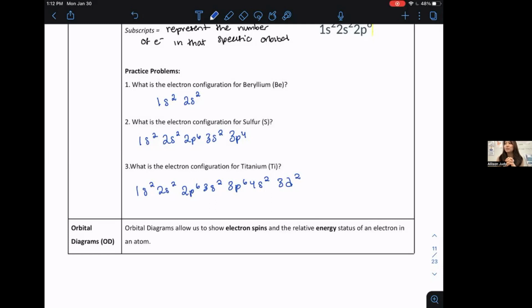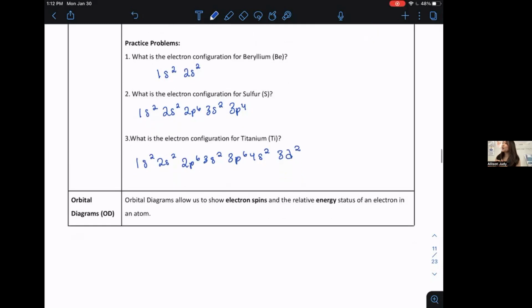Olivia, that's the right face you should be making, the question mark face. Absolutely. So we're going to move on because you're going to have plenty of practice. And that's how we write out electron configuration.